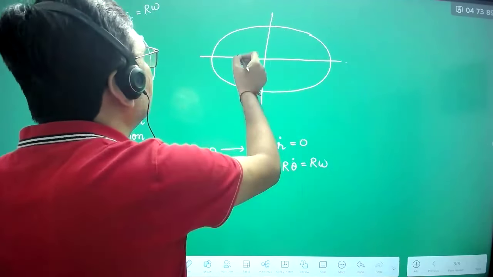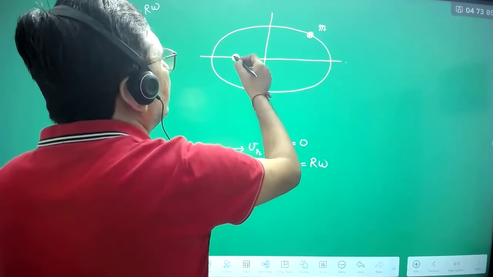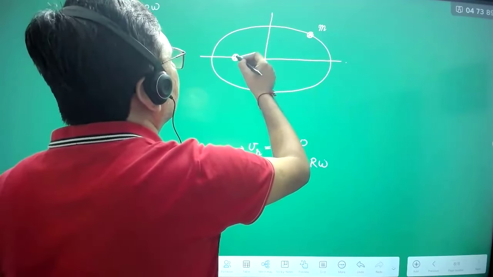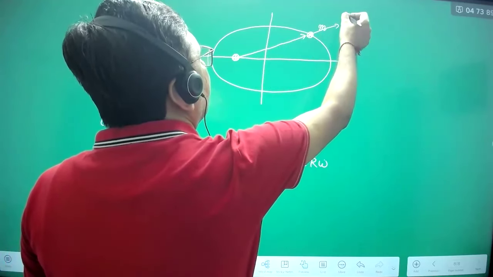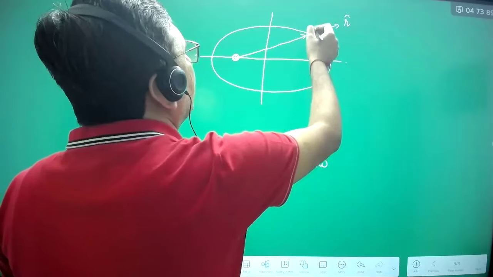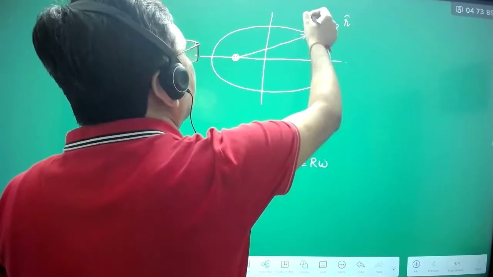This particle is moving like this. This is a particle of mass m. So its radial position will be this. Its position vector, you can say, is this. So this will be the radial direction, the r cap direction. And perpendicular to this will be theta cap. Remember this: theta cap.